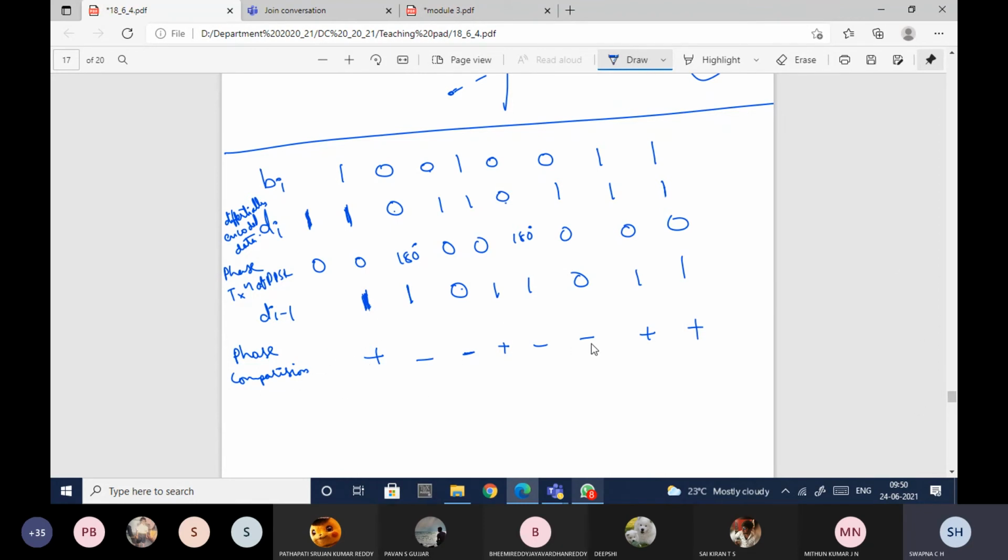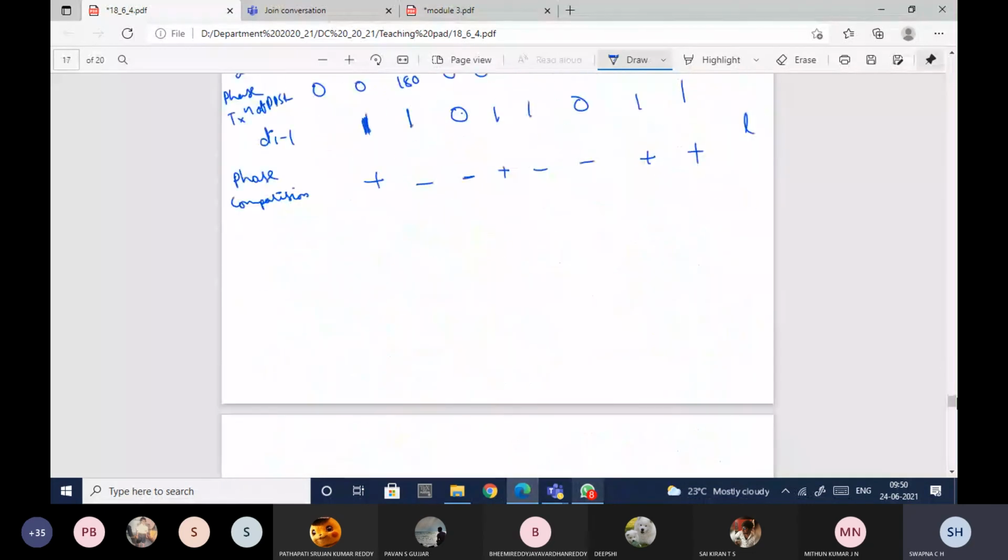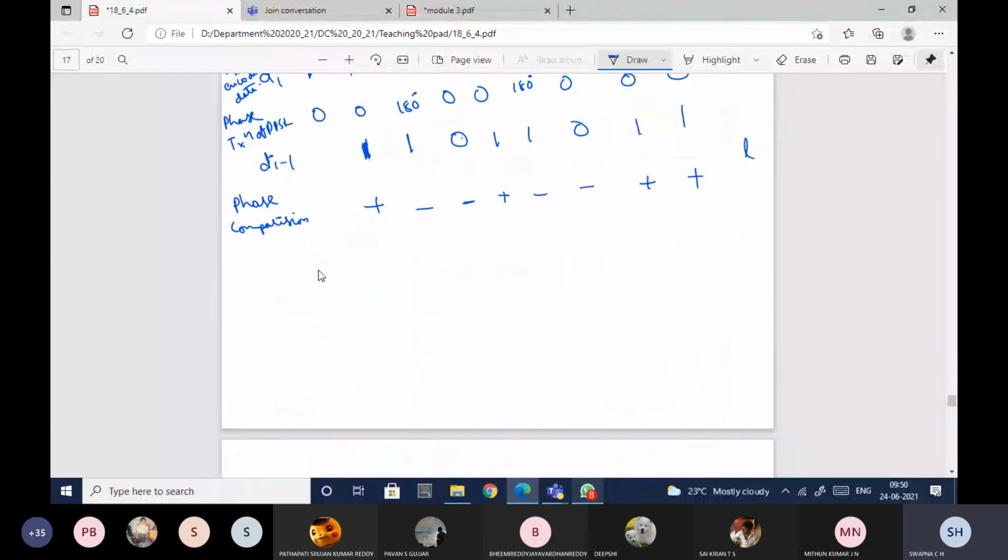This plus, minus, minus, plus indicates the L values, whatever I'm getting at the receiver. Based on this L, either it is positive or negative. That is what it indicates. So what I need to do is detect or estimate the binary data.